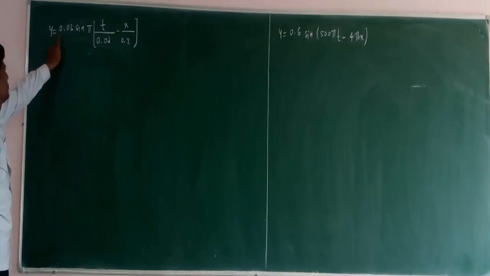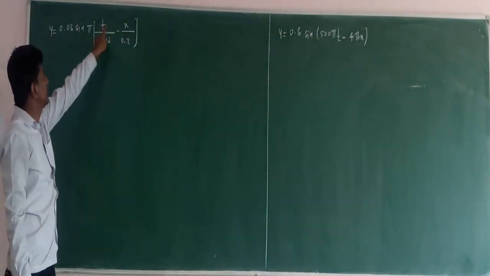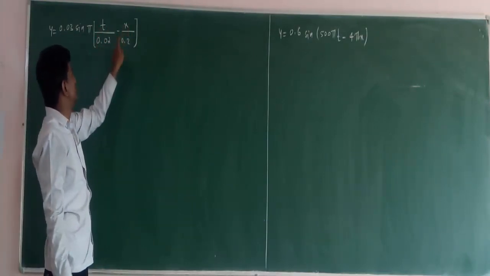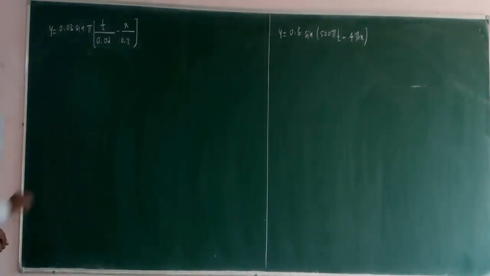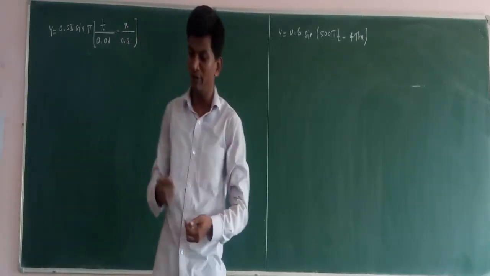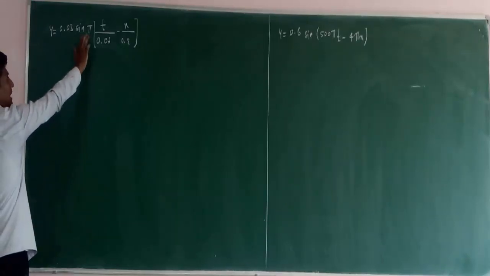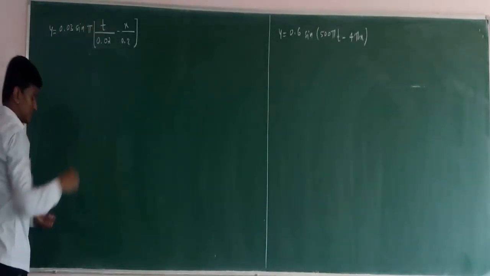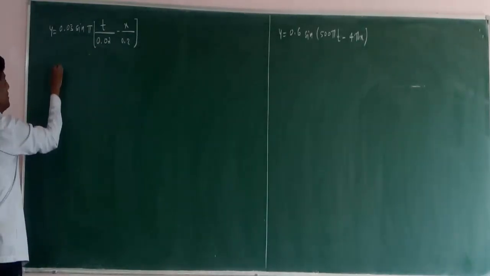Y is equal to 0.03 sin pi in the bracket, t divided by 0.02 minus x divided by 0.2. In this problem, you have to calculate amplitude, wavelength, frequency, and wave velocity. So first, we have to rewrite this equation to convert it into the standard form of the progressive wave.